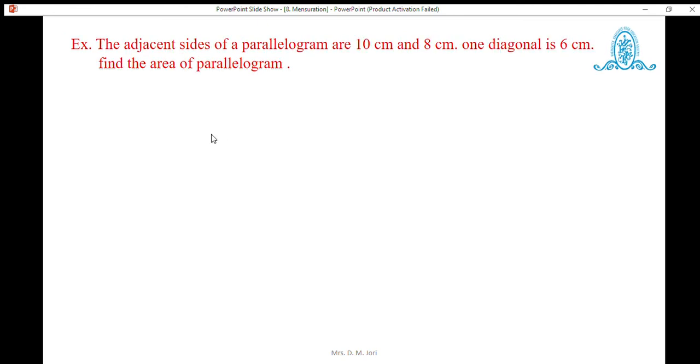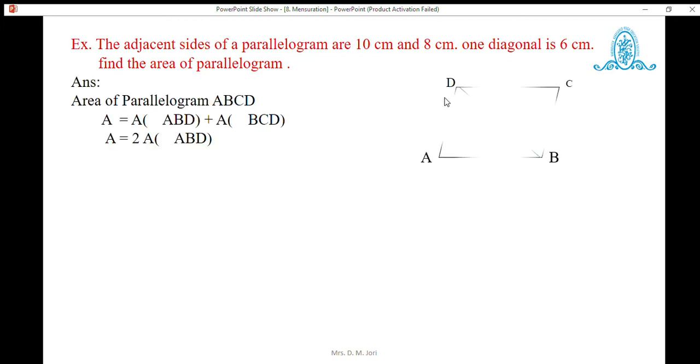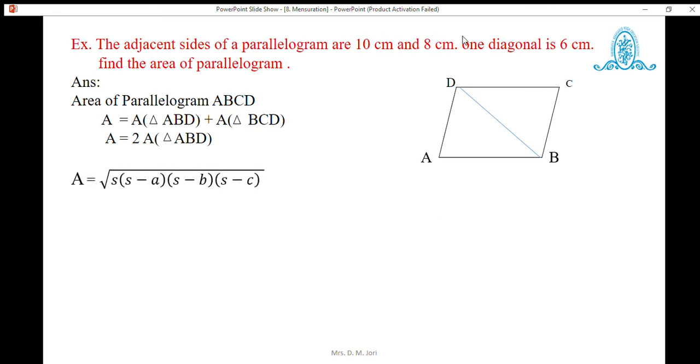The next example: the adjacent sides of a parallelogram are 10 centimeter, 8 centimeter. One diagonal is 6 centimeter. Find the area of the parallelogram. See, the adjacent sides of a parallelogram are 10 and 8. Suppose that the sides are 10 centimeter, 8 centimeter. These two, just have to assume. The one diagonal is 6 centimeter. Suppose that DB is 6 centimeter. The question is to find its area.